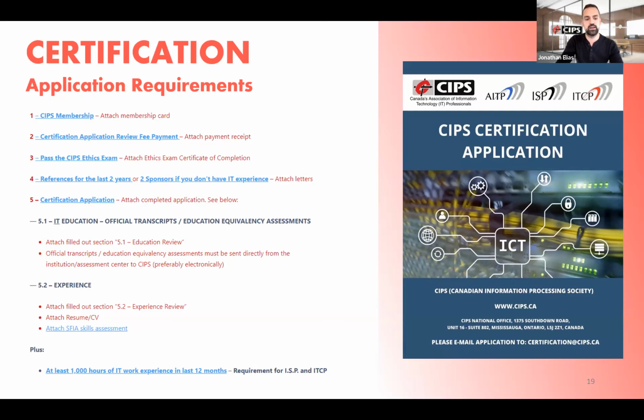And then in terms of the experience section, you'll fill out the experience section and document your IT experience, which I'll show you in a moment. Also provide a resume or CV, and then also attach the SOPHIA skills assessment that I mentioned earlier. You're also required to have at least 1,000 hours of IT work experience in the last 12 months in order to be approved for the I.S.P or ITCP designations.